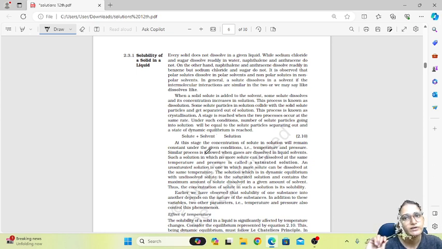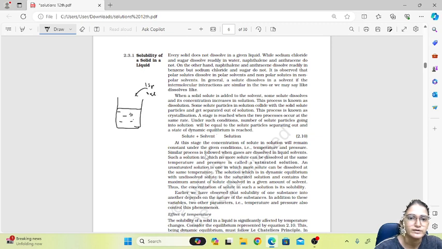Now if I have a beaker with some water in it, and I add 1 spoon of salt and stir it, it will dissolve. After dissolving that salt, I add 1 more spoon of salt, and I keep on doing that. It will dissolve to some extent, but one point will come when it will stop dissolving the salt, and that point is called a saturated solution. At that point we can say the solution is saturated.